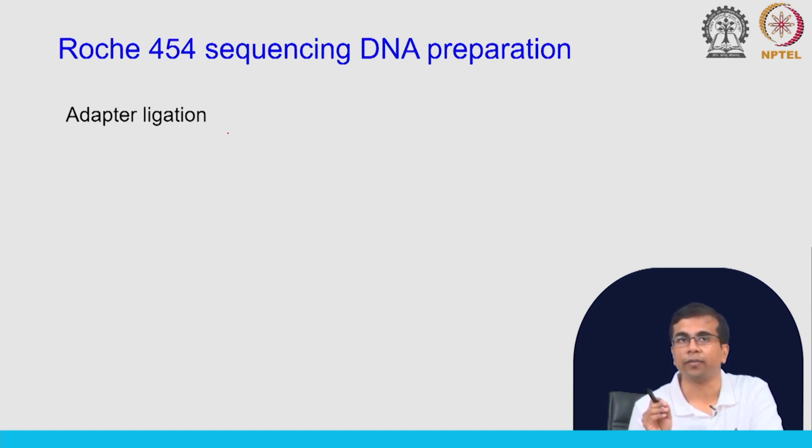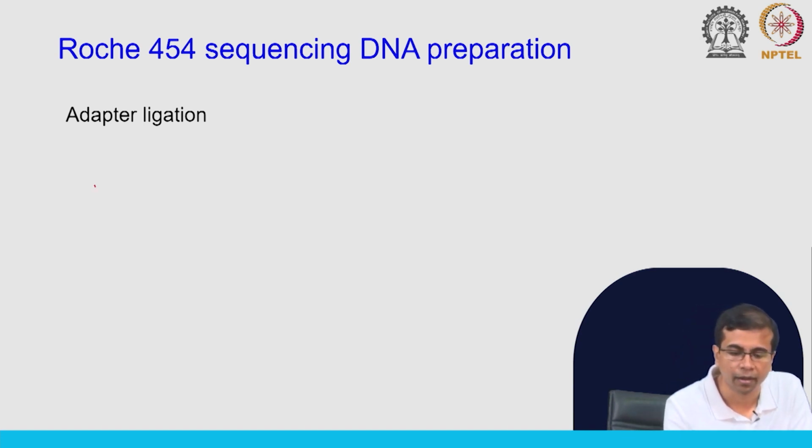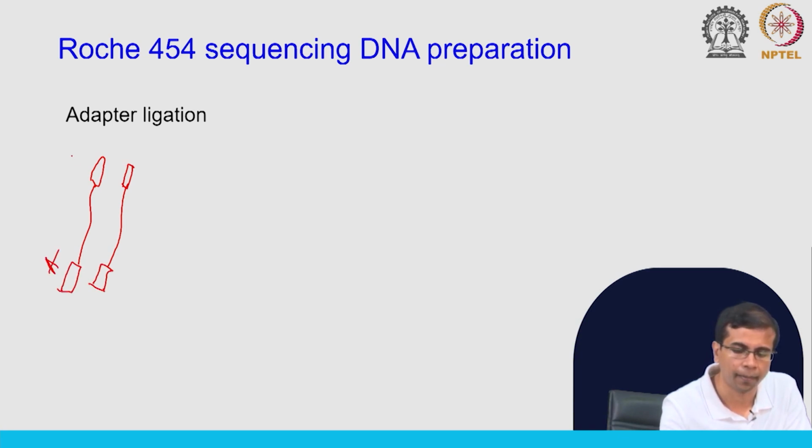One of the first things we do is adapter ligation. We have mentioned, we have this DNA fragment, and we can have these adapters A and B at these two ends of the fragment.